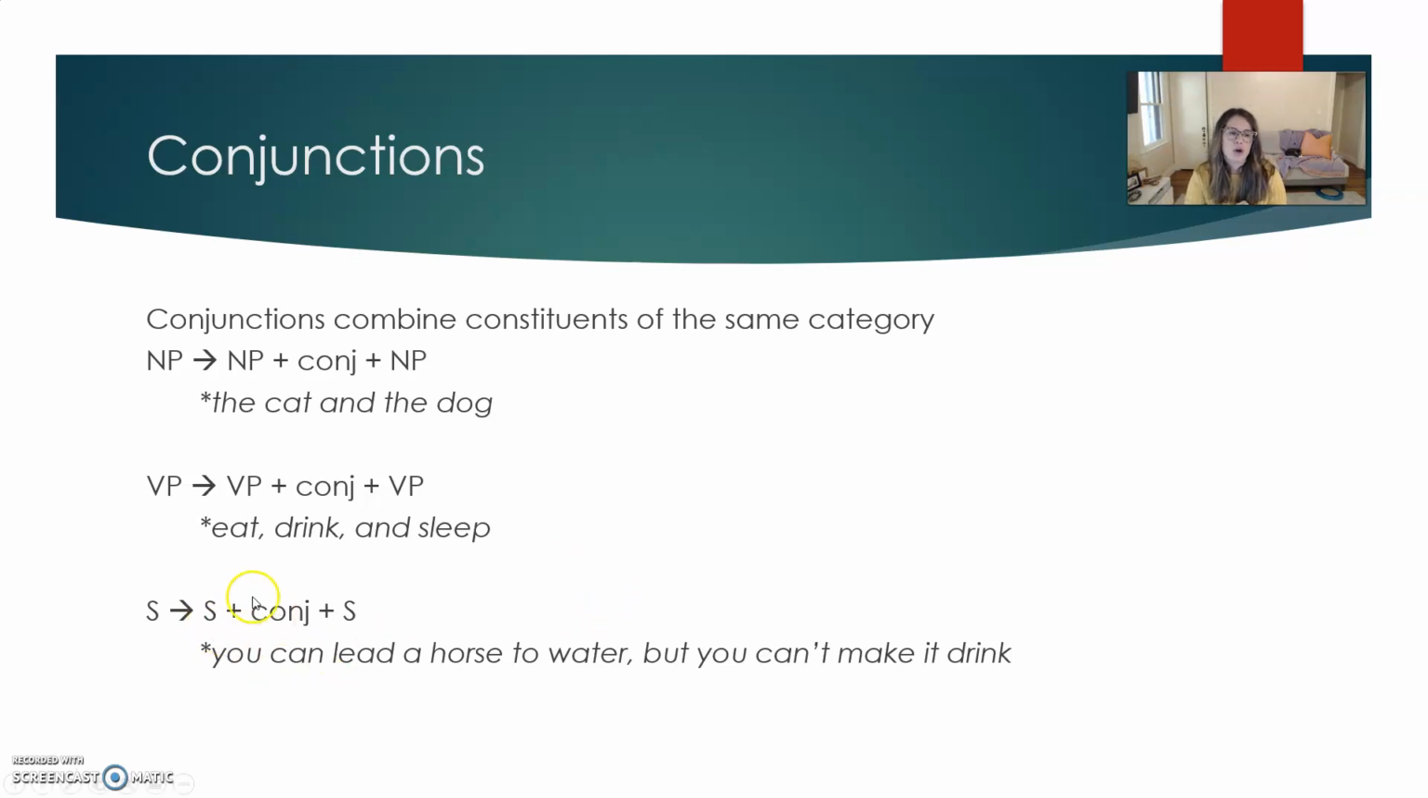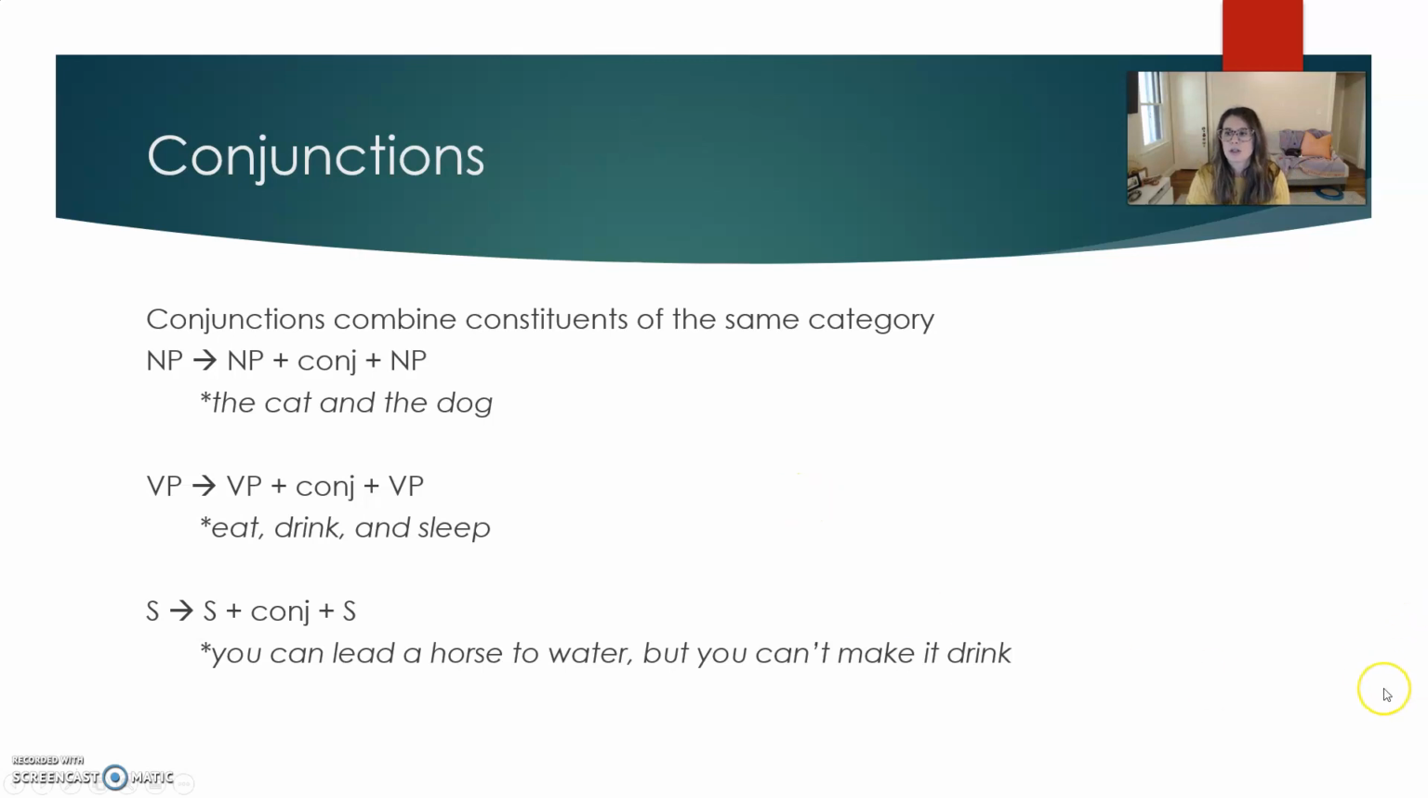Or we can also do sentences, right? So you can lead a horse to water, one sentence on its own, but our conjunction, you can't make it drink, a whole other sentence on its own. When we use that conjunction, we're adding it all together to create one sentence.